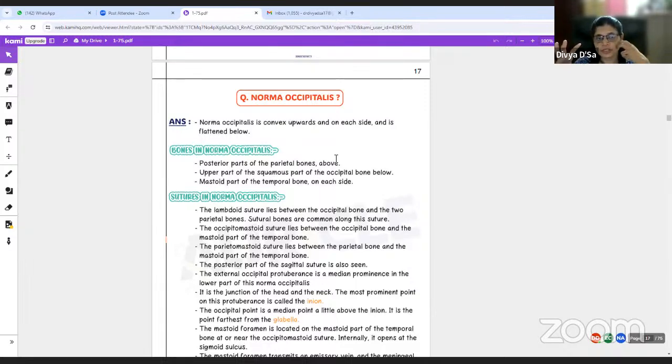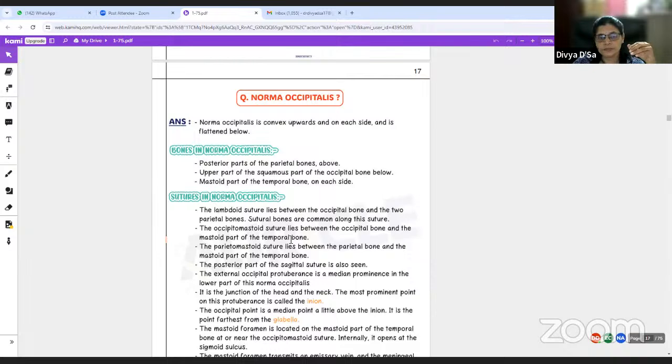In norma occipitalis, when we view the skull from the posterior part, what do we see? Which are the bones we see? We see the posterior part of the parietal bone, then the upper part of the squamous part of the occipital bone, and the mastoid part of the temporal bone on either side. The sutures we see in this view: the lambdoid suture, between the occipital bone and the two parietal bones.